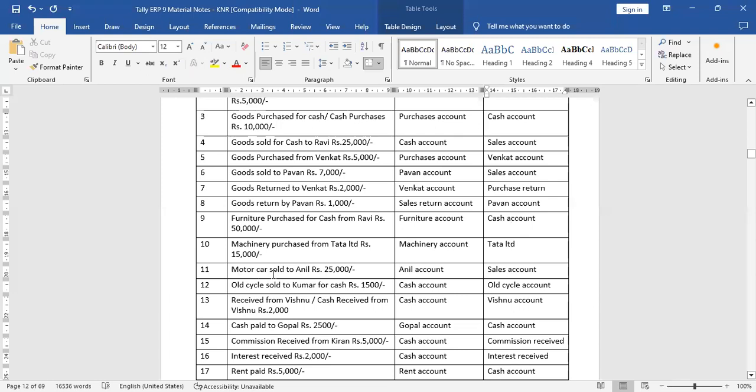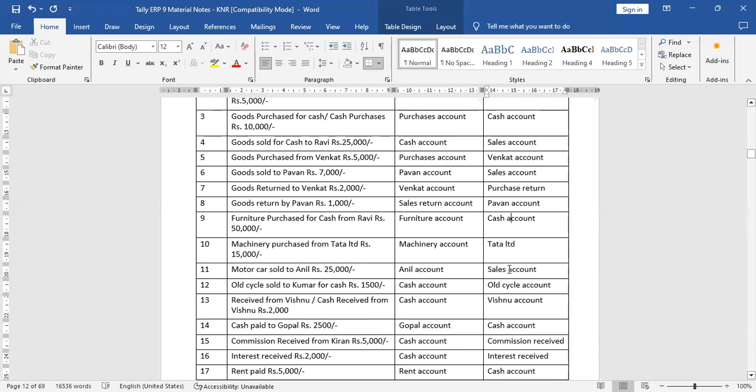Next, motor car sold to Anil. Your car is sold to Anil. So is Anil a receiver or giver? Receiver. Receiver, which side do you enter? Debit side.